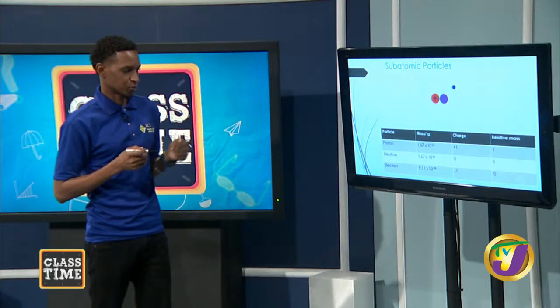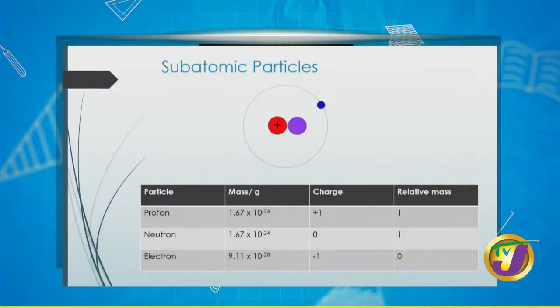The mass of the electron is way smaller than the mass of the proton and the neutron, and it's 9.11 times 10 to the minus 28 grams. The charge on the electron is minus 1, and its relative mass is 0. But why is the relative mass 0? The relative mass is 0 because the mass the electron contributes to the total mass of the atom is negligible, because it's so much smaller than the other two subatomic particles, the proton and the neutron.